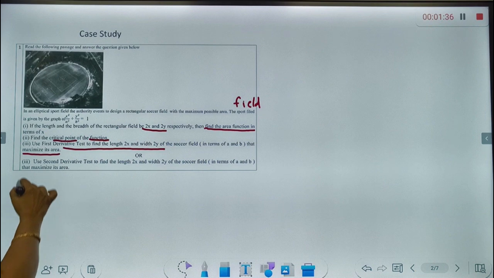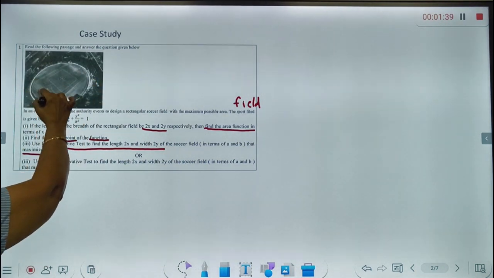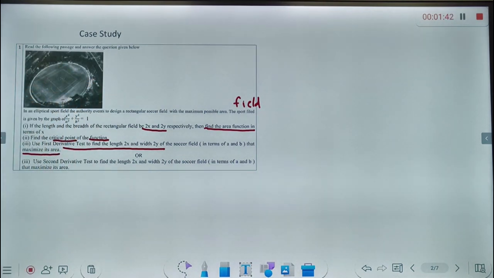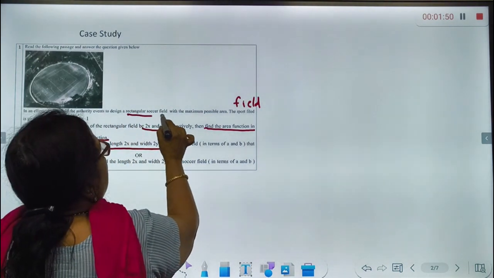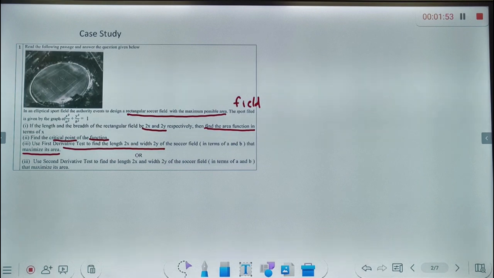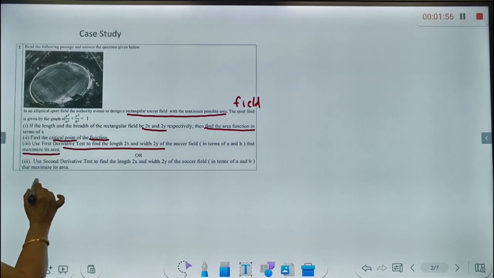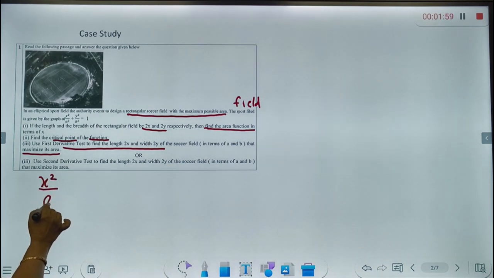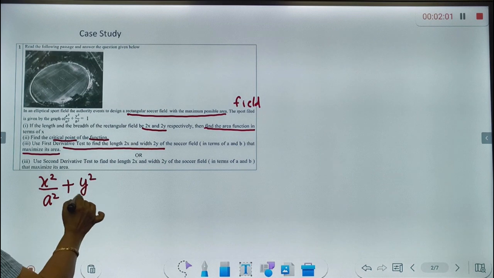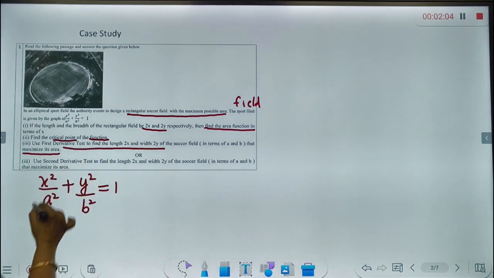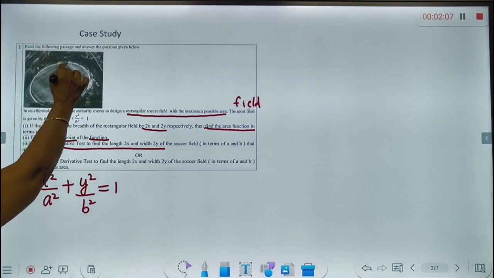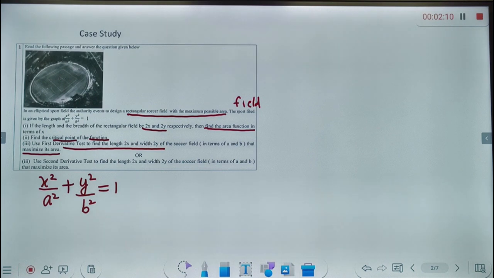So what you have is an elliptical sport field in which you are having a rectangular soccer field. Inside the elliptical sports field there is a rectangular soccer field and we want to construct it with maximum possible area. So what is the equation of the elliptical field? x square by a square plus y square by b square equal to 1. Now, for the rectangular field that you have here, what are the dimensions? 2x and 2y. You have to find the area function in terms of x.